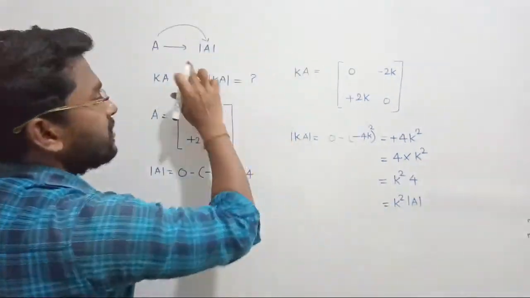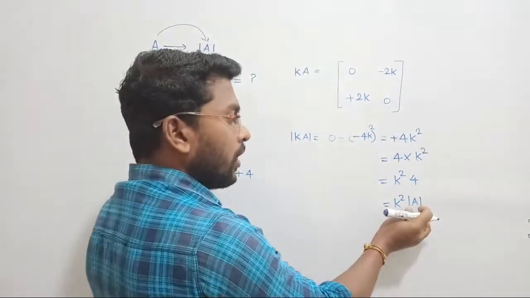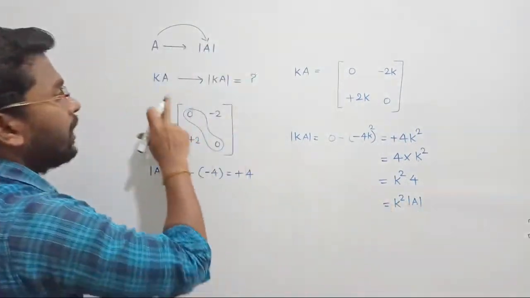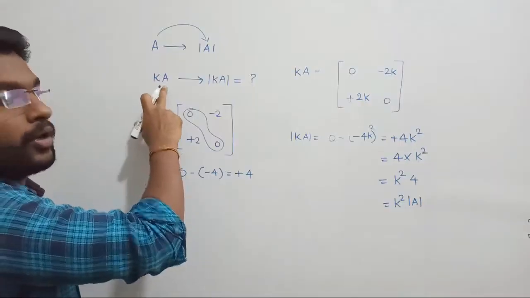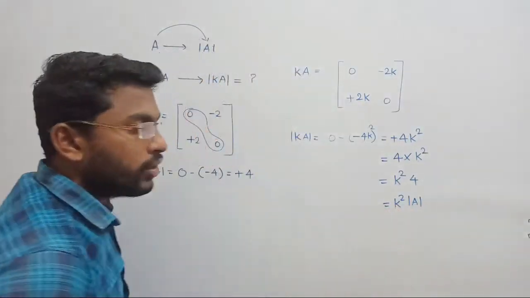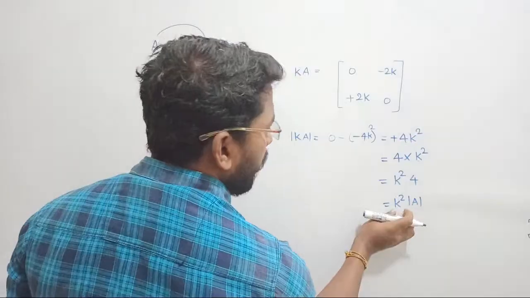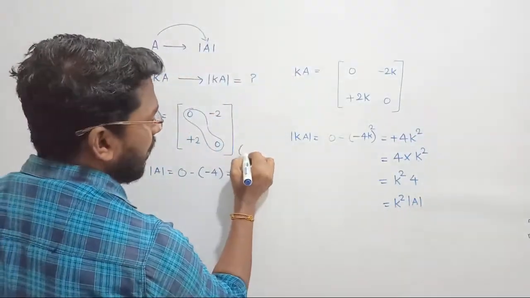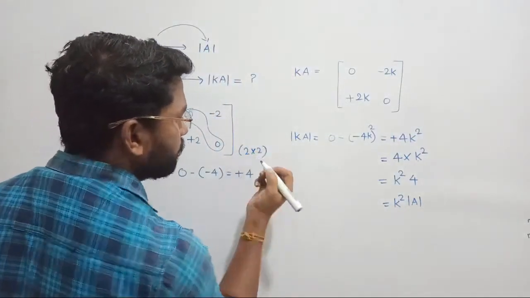Already, for matrix A, its corresponding determinant is given. What you have to do is, whatever scaling factor you multiply the matrix by, you have to square that scaling factor. Anyway, why are we getting the square? Because the order of the matrix is 2 cross 2.